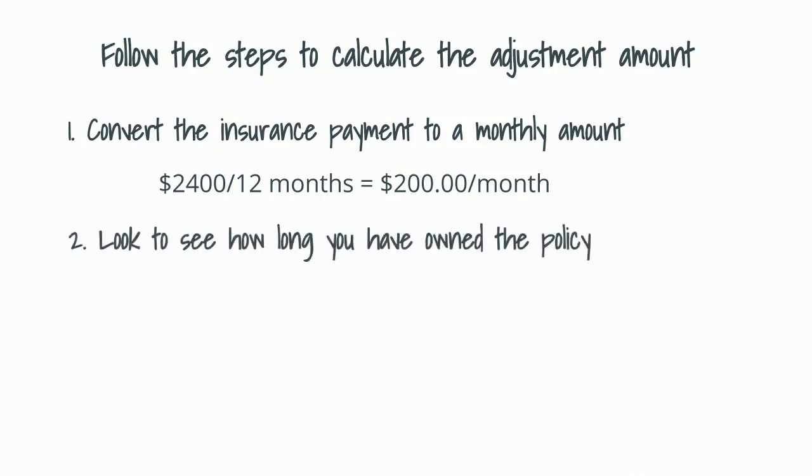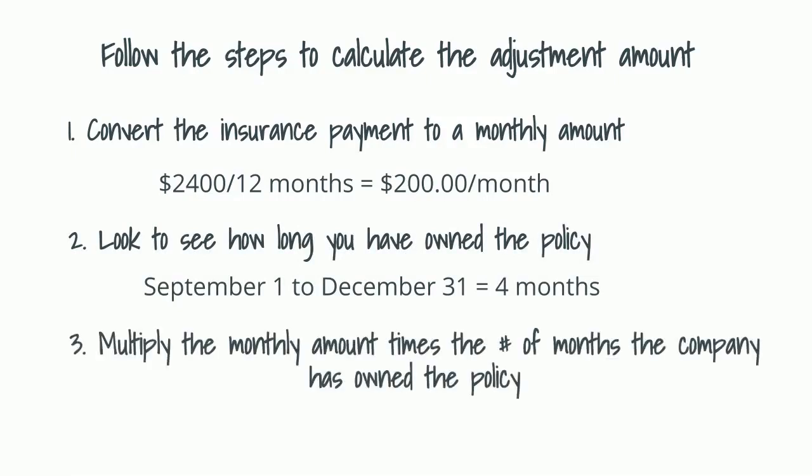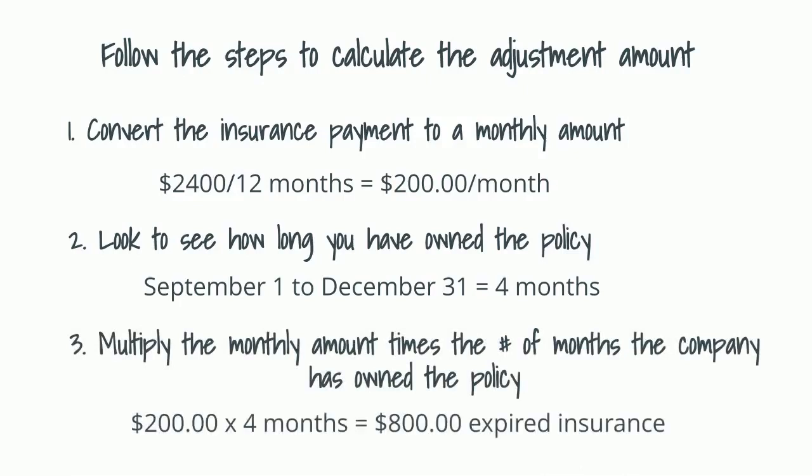Look to see how long you have owned the policy. Again, September 1 to December 31 is 4 months. Last, multiply the monthly amount times the number of months the company has owned the policy. 200 times 4 months equals $800, and this is the amount of expired insurance and the amount of your adjustment.